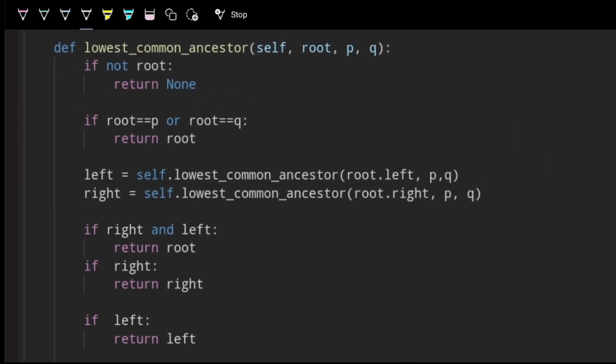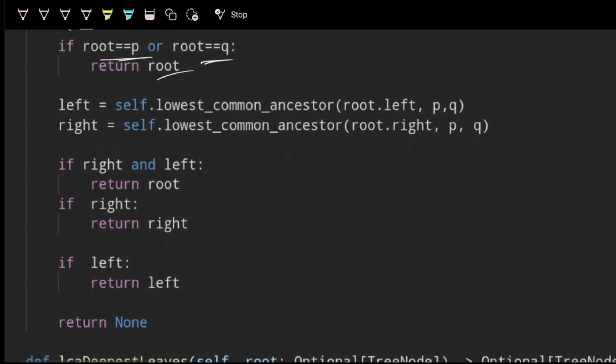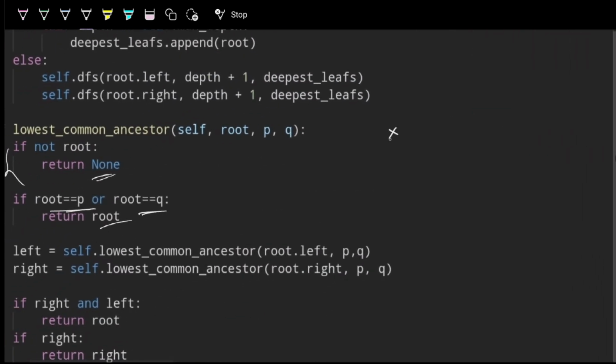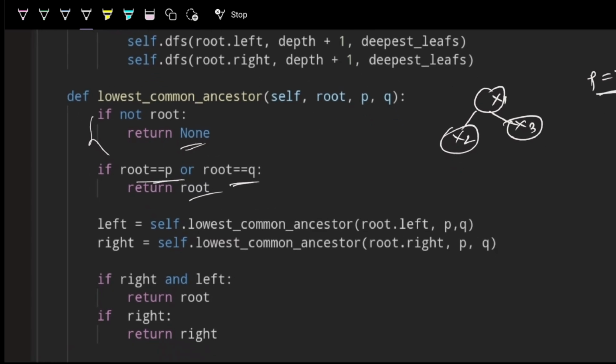This is the standard lowest common ancestor problem. You can go and watch other videos on YouTube. If root is none, then return null. If root is equal to P or Q, just return root. Because this is the case, right? We already discussed: this is my x1, this is my x3, this is my x2. If given P equals x1, it means it is the root only, so I will return the root only.